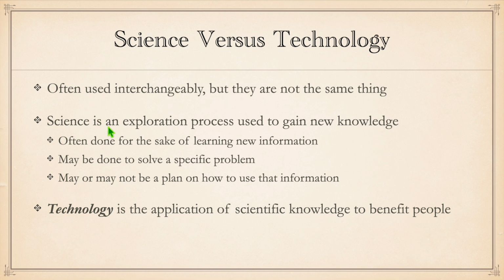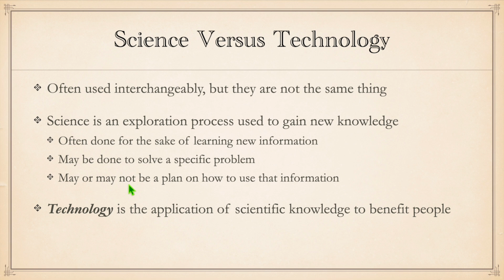Science is an exploration process used to gain new knowledge. The main purpose of science is to gain new knowledge, to learn new things. It's often done for the sake of just learning new information. It may also be done to solve a specific problem. We call that applied science.